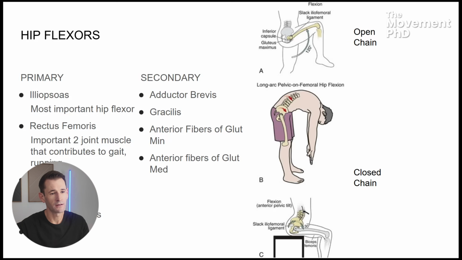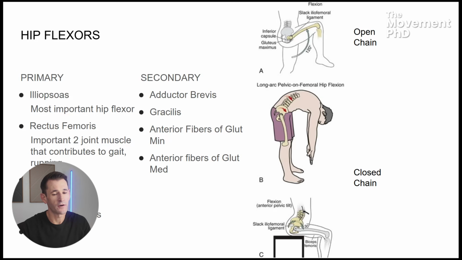Closed chain, that's just where we fix the femur onto the ground. So I'm standing or I'm sitting and I rotate that pelvis forward. So I tilt that pelvis forward, whether it's a forward fold where that pelvis tips forward, or if I'm sitting here and I just do an anterior pelvic tilt, those are closed chain hip flexion activities.